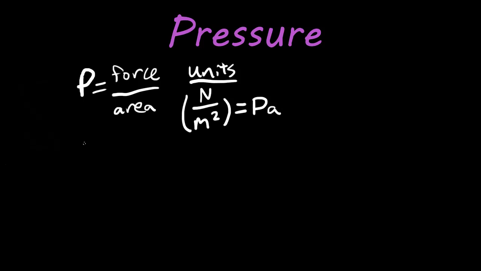Let's go ahead and take a quick example of this. If we want to find the pressure, let's say the force of something is, I don't know, 4 newtons divided by 2 meters squared. This is going to be a pressure of 2 pascals. Remember, newtons per meter squared is going to be equal to pascals.